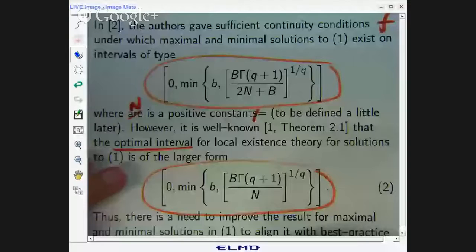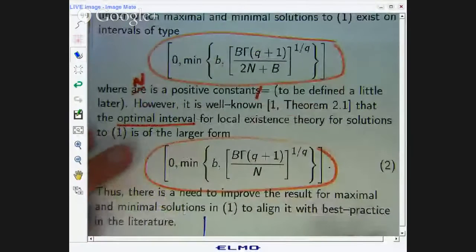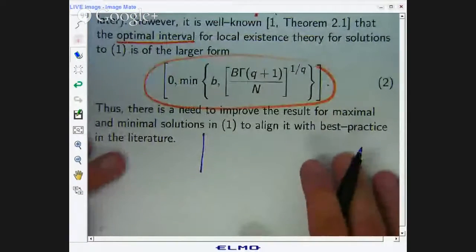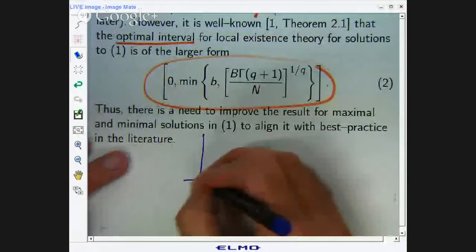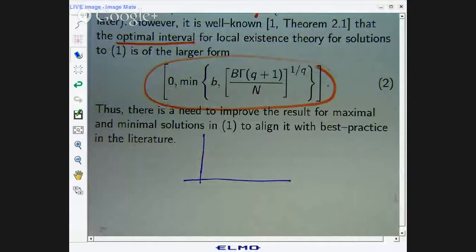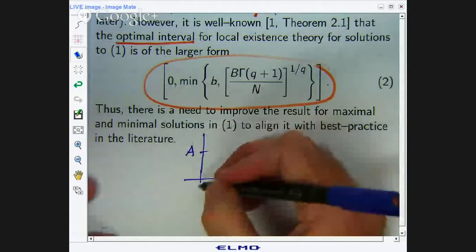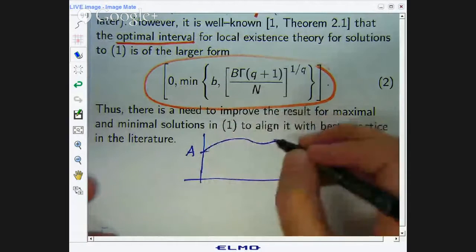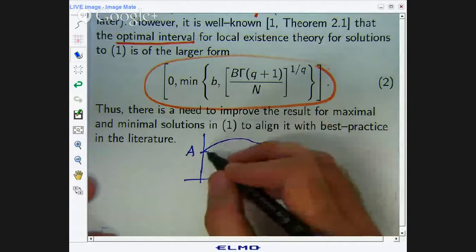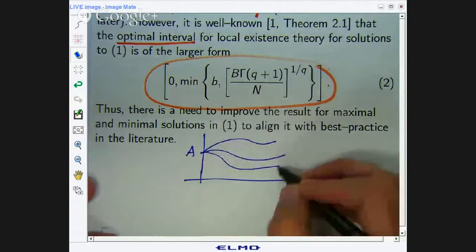Now, what do we mean by maximal solution? Let me share with you. All right, suppose that I have, let's just move that up a bit. All right, so what I'm trying to do is align best practice in the literature. All right, so let's say I have a point A here, and here's 0, and here's one solution to problem 1, here's another solution, and here's another solution.